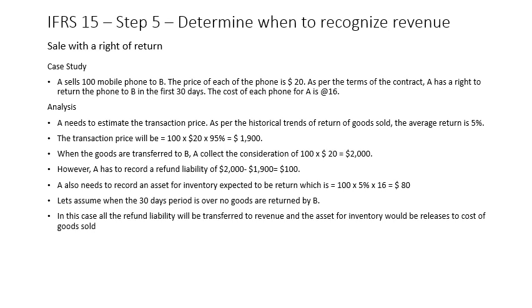Now, at the end of 30 days, let's assume that none of the phones have been returned. In this case, all the refund liability would be transferred to revenue and the asset for inventory would be released to cost of goods sold.